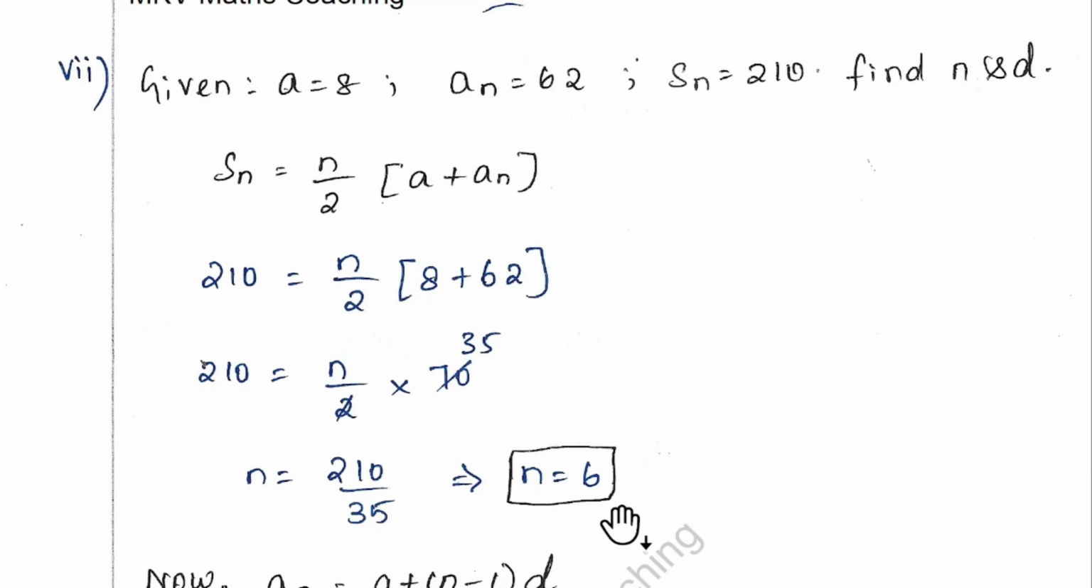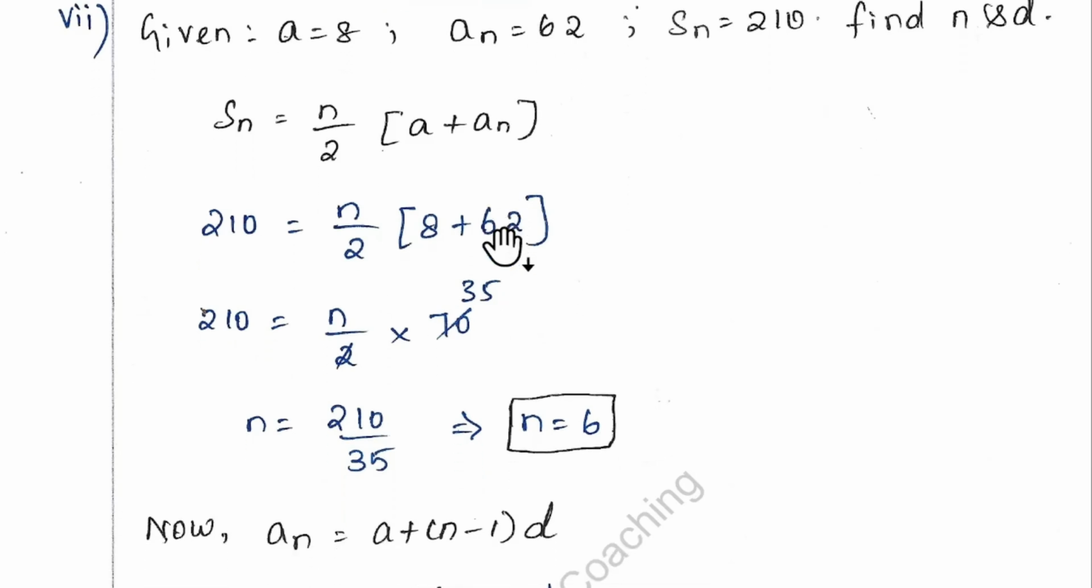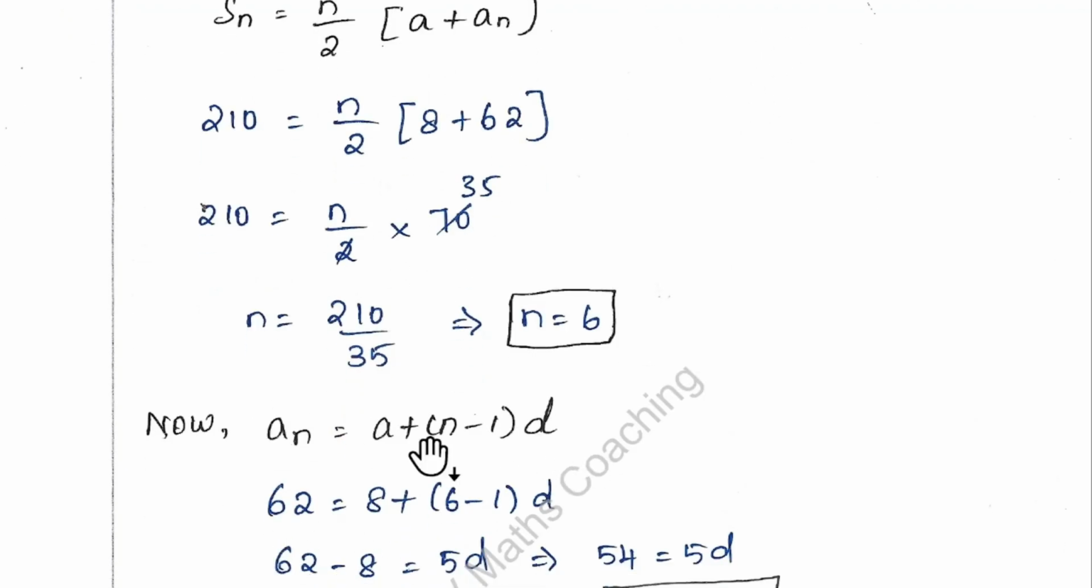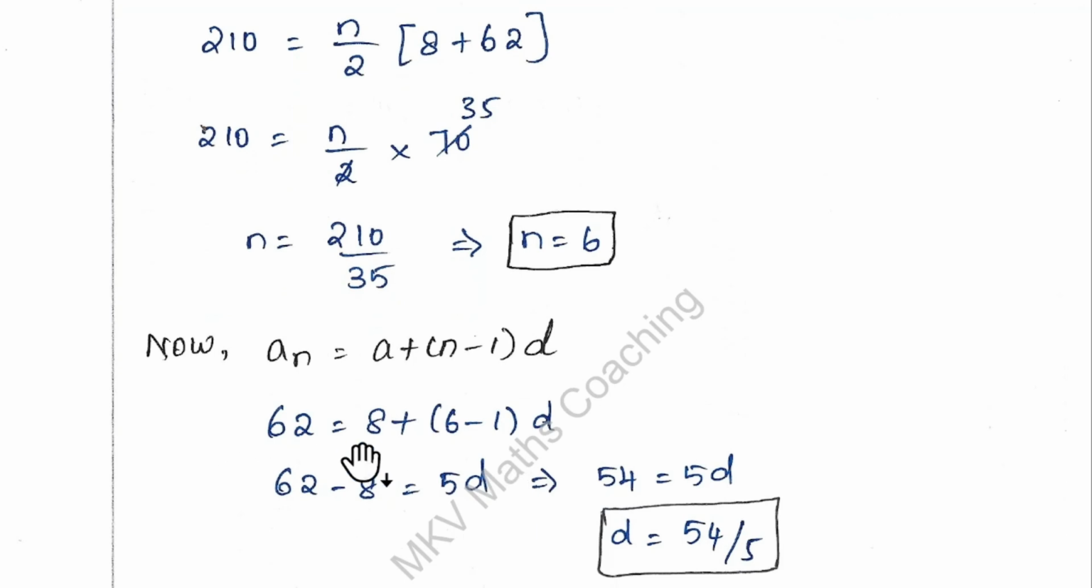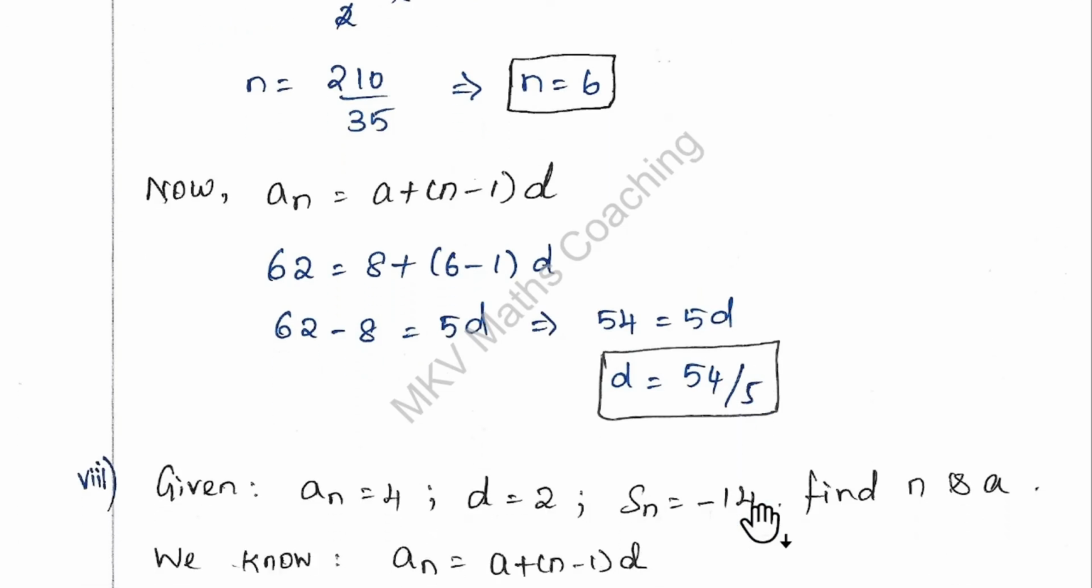Once you get the n value 6, no, you wanted to find d. I can either use an formula, right? An is a plus n minus 1 into d. So a, you know the value was 8 and an is 62, n is 6. You get the d value. Otherwise, you can also go with the Sn big formula. Sn equal to n by 2, 2a plus n minus 1 into d. Okay. So if you use that also, you will get that d value. But I'm using it for the easier calculation purpose. Okay. So 62 equal to 8 plus 6 minus 1 into d. If you solve, I'm getting d value as 54 by 5.